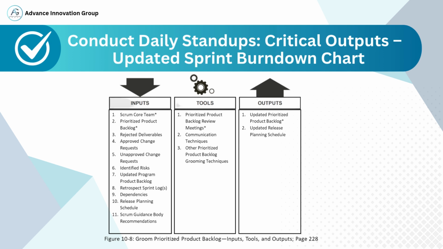Other prioritized product backlog grooming techniques, e.g., MoSCoW prioritization, story mapping, or planning poker. Outputs. The main outcomes of this process are 1. Updated prioritized product backlog, refined and reprioritized list post-discussion. 2. Updated release planning schedule, adjustments based on new inputs, risks, or velocity changes. This entire cycle helps maintain sprint transparency, promotes collaboration, and ensures that the team remains aligned with the sprint goal.